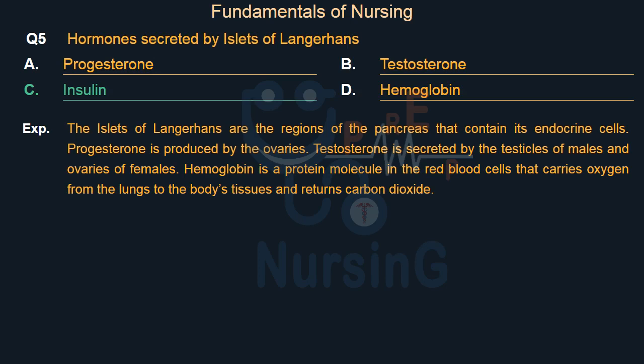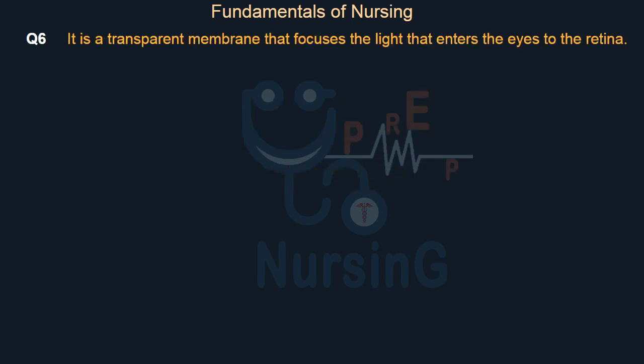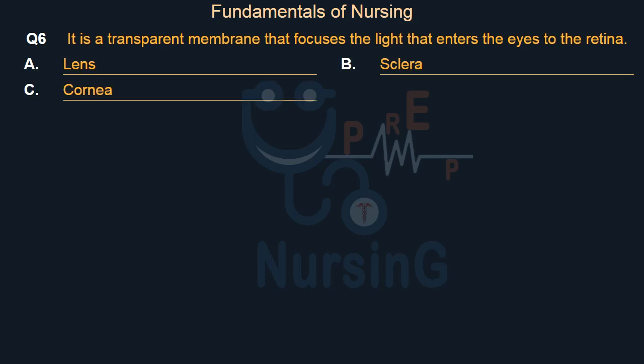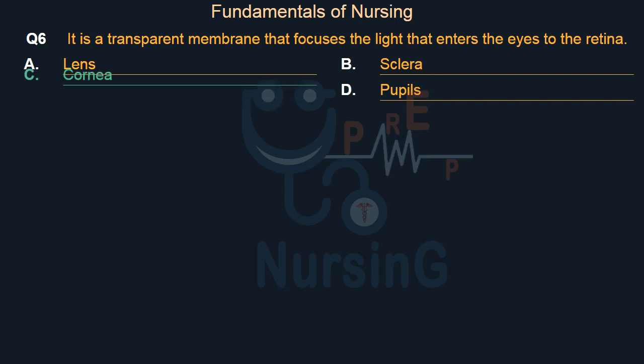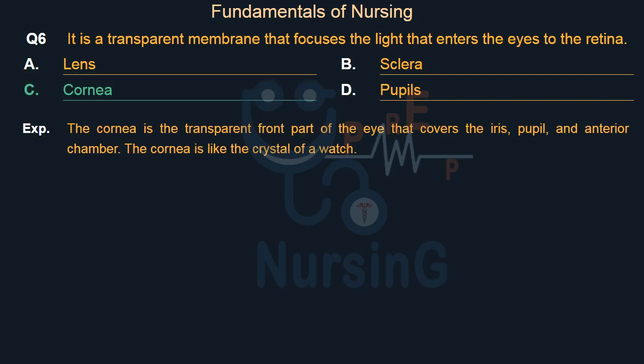It is a transparent membrane that focuses the light that enters the eyes to the retina. Option A, lens. Option B, sclera. Option C, cornea. Option D, pupils. Right answer is option C, cornea. The cornea is the transparent front part of the eye that covers the iris, pupil, and anterior chamber. The cornea is like the crystal of a watch.